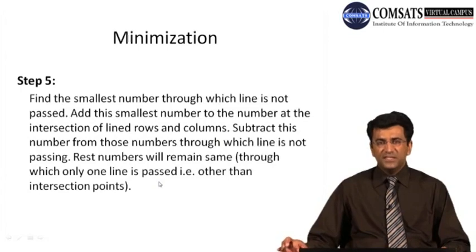For the cells where the lines intersect for the different rows and columns, we will add the smallest number computed in this step, and then we will subtract this number from all those numbers through which no line is passing. The rest of the numbers will remain the same, that is, those through which a line is passed but which are not actually points of intersection.